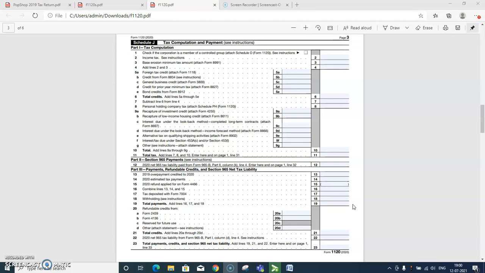Now coming to line 9C, interest due under the look-back method, completed long-term contracts. If the corporation used the percentage of completion method under section 460(b) for certain long-term contracts, figure any interest due or to be refunded using the look-back method described in section 460(b)(2), using Form 8697.